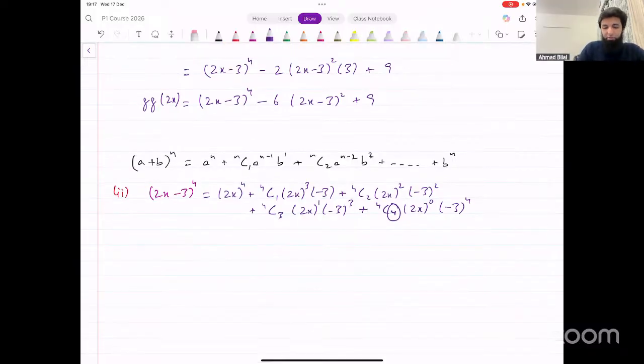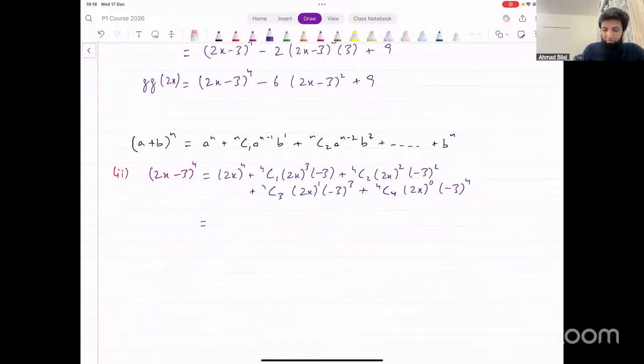So we stop at this point. Okay. What do we do next now? 2x whole raised to power 4. What does that turn out to be? That's 16x raised to power 4. Plus 4c1, that's 4 into 2x whole cube, that's 8x cube into minus 3, sorry. Plus 4c2, that's 6 into 4x squared into 9.